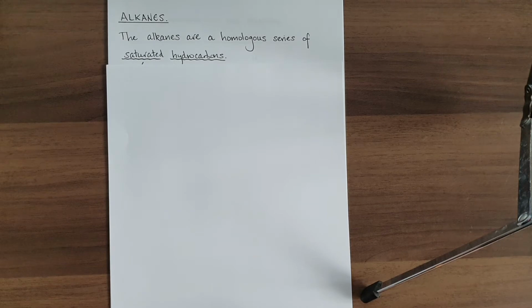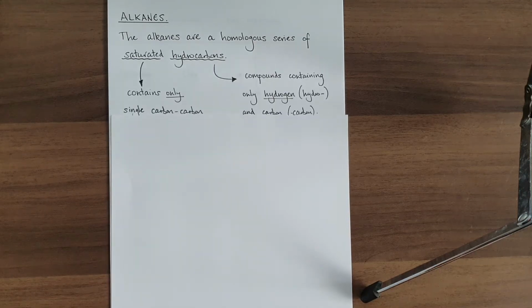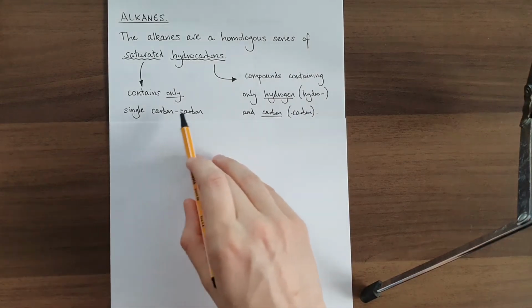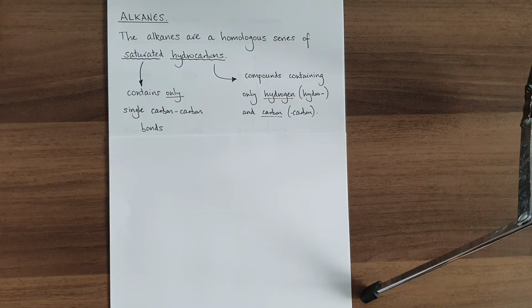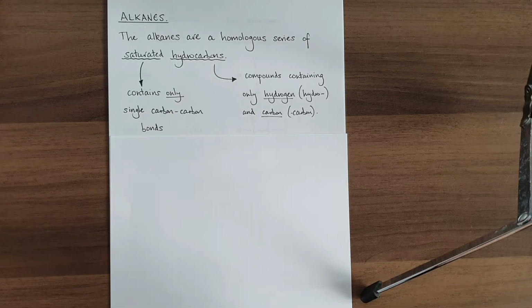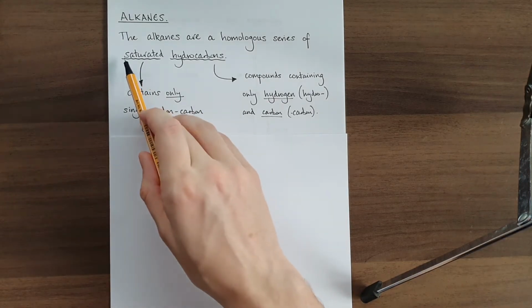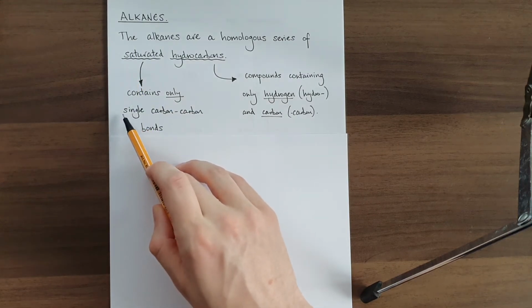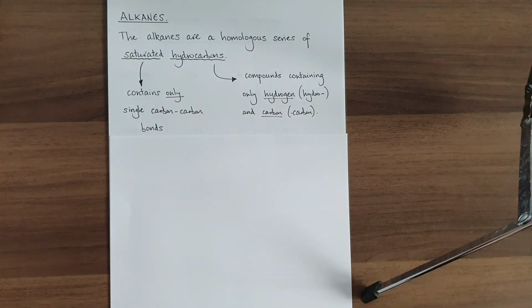Well, first off, if something is saturated in chemistry, it means we are talking about compounds that only contain single carbon-to-carbon bonds. So all the bonds that link all the carbons in the molecules of alkanes are single bonds, which makes it saturated. And that's an easy way to remember it as well, because they both start with S. So saturated: single bonds between all of my carbon atoms.